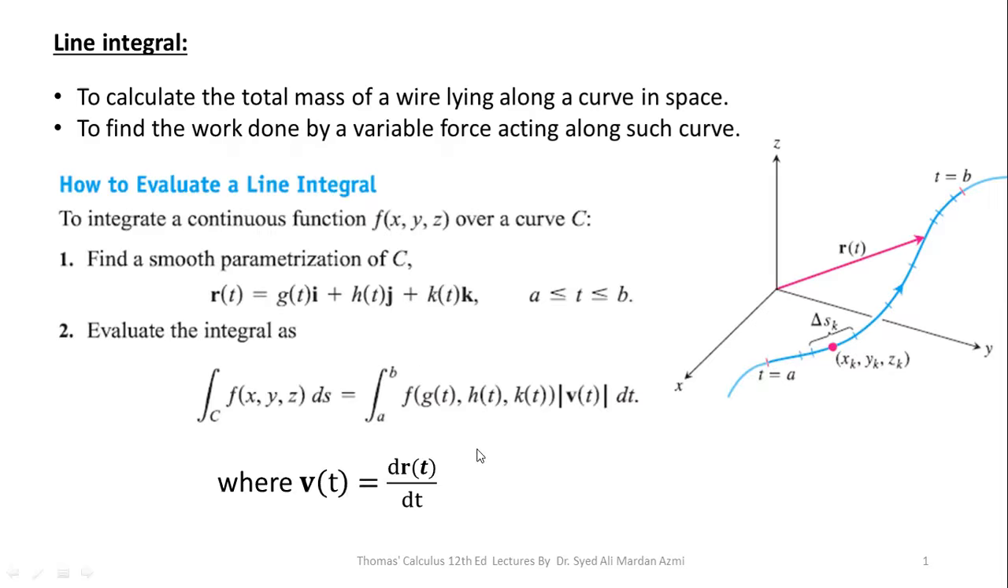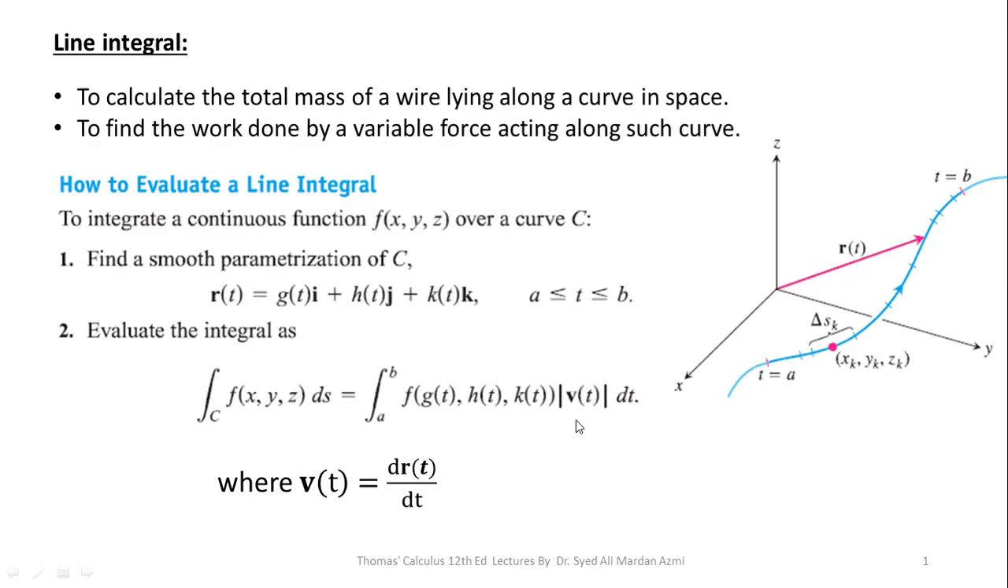So in the process of line integral, we have to follow two steps. Since we have to multiply these two things, f of g of t, h of t, k of t, and these values g, h, and k are coming from r of t, it means we will convert our function in the form of t with the help of r of t. And the second thing, we have to calculate mod v of t, which is actually the derivative of r with respect to t.